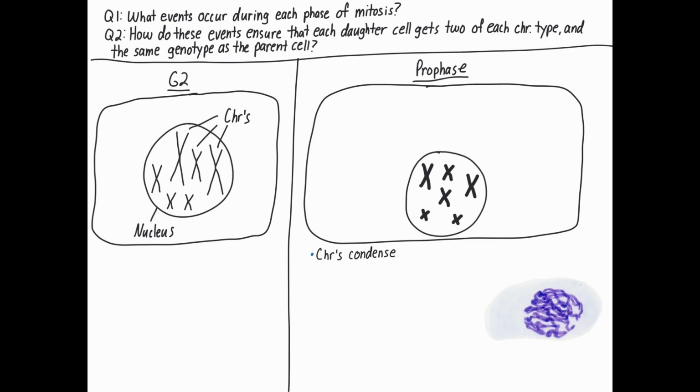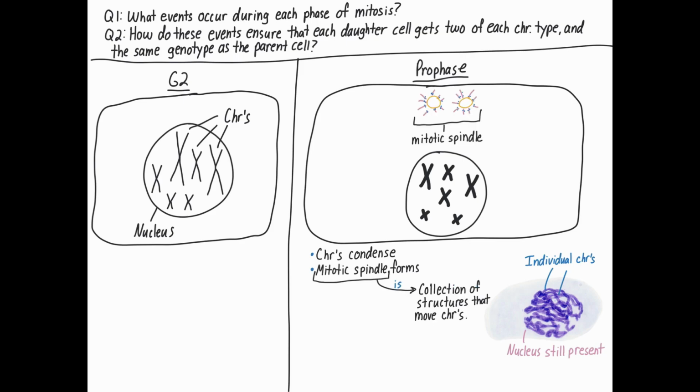Here's a fava bean cell in prophase. You can now see its individual chromosomes. Also notice that the chromosomes are still contained within its nucleus. Also, during prophase, the mitotic spindle or spindle apparatus starts to form. The mitotic spindle is the collection of structures that move chromosomes during mitosis.